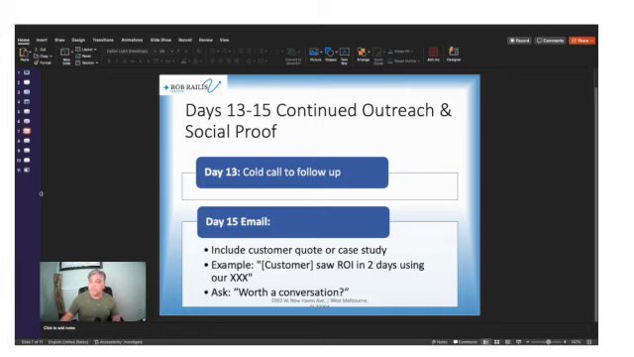Day 13 to 15, continued outreach and social proof. So day 13, cold call to follow up. And now here, day 15 is another email. Include a customer quote or case study, 100%. That's social proof. Example, customer saw ROI in 2 days using our XXX. Ask, is this worth a conversation?